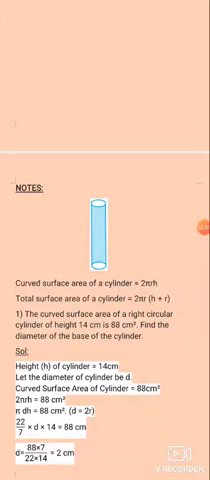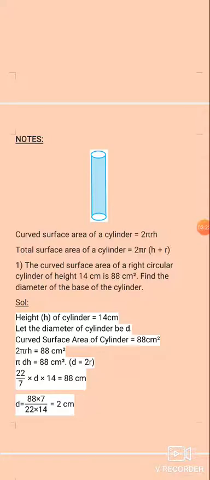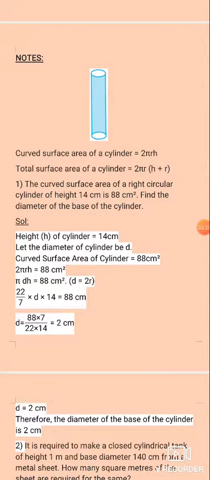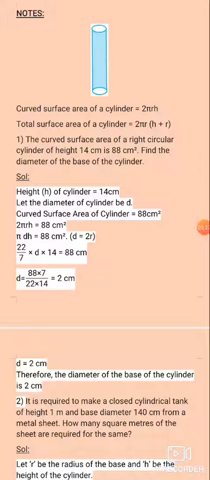Now what is the value of pi? Yes, 22 by 7 into d into 14 is equal to what? 88 cm square. Now d is equal to 88 into 7 by 22 into 14. Now when you cancel 88 and 22 4 times, 7 and 14 2 times, after that 4 by 2 is equal to 2 centimeter is the diameter of the cylinder. So at last we can write this: the diameter of the base of the cylinder is equal to what? 2 centimeter. Clear?